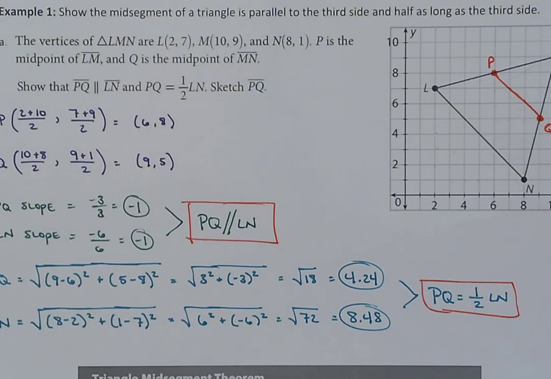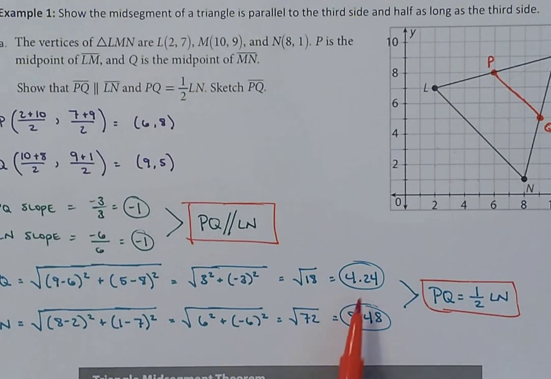Go through and solve it. PQ is square root of 18, LN is the square root of 72, which equates to 4.24 and 8.48. So the question is, is PQ equal to half the distance of LN? If I were to take 4.24 and multiply it by 2, I would get 8.48. And if I were to divide this by 2, I would get 4.24.